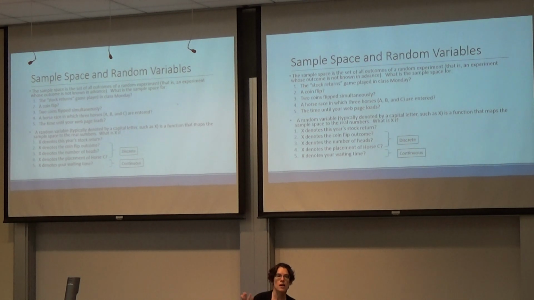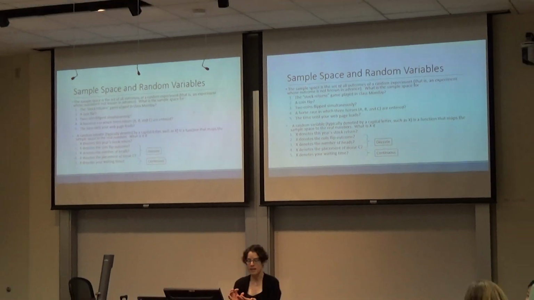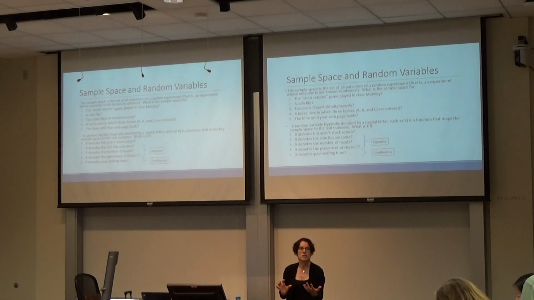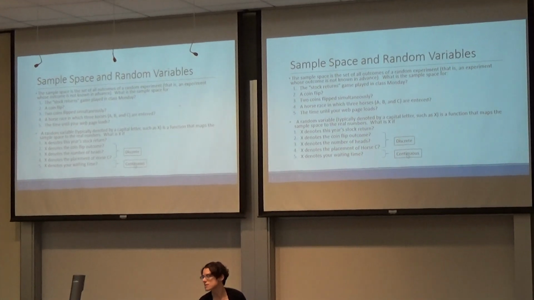If I think about the time until the web page loads, it's a time. It could basically be anything more than 0. Maybe it's got a lot of decimal places after it, 0.923334, 6, 7, 8, 9. So it's not like I can enumerate every single possible thing. I need to think about intervals or something like that. So I'm just making the distinction between discrete and continuous.